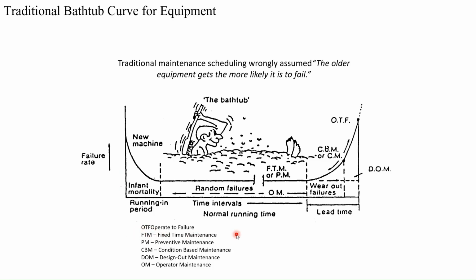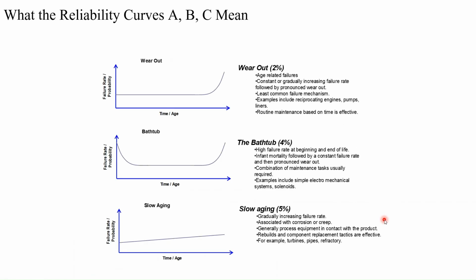The reliability curves of Type A, B, and C have age-related failure characteristics. Curve A has a distinct wear-out zone. They have a constant or gradually increasing failure rate followed by a pronounced wear-out zone. Examples include reciprocating pump engines and pump liners. Routine maintenance, based on time, is effective.